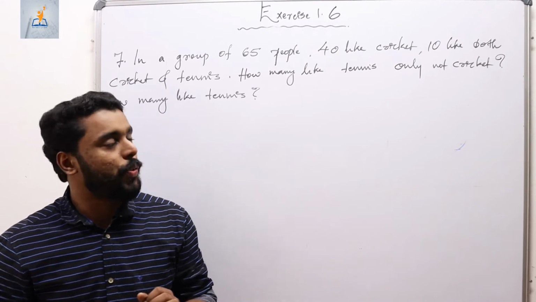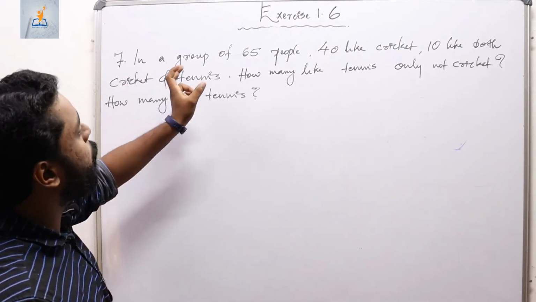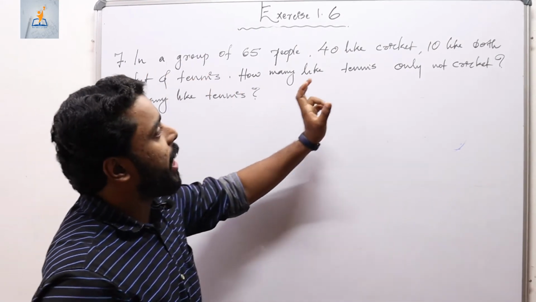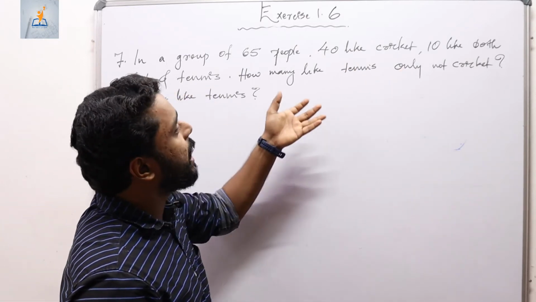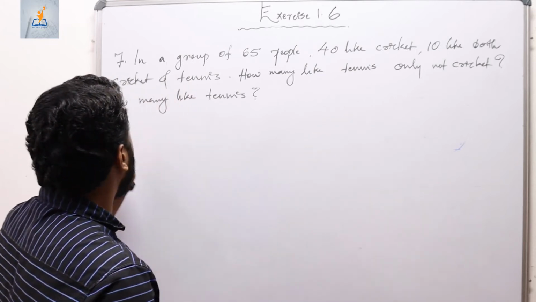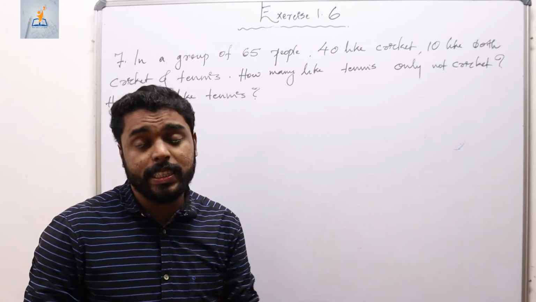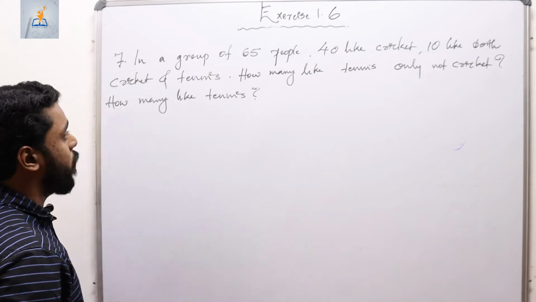Coming on to the seventh question. The question is that in a group of 65 people, 40 like cricket, 10 like both cricket and tennis. How many like tennis only, not cricket? How many like tennis? So this is the question. So we can easily solve this.